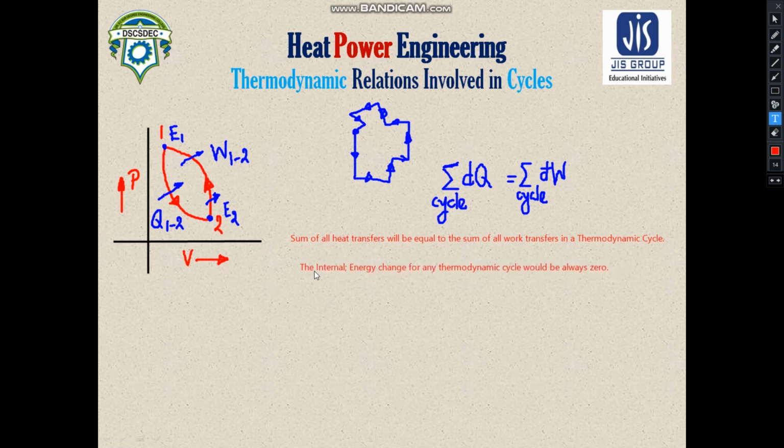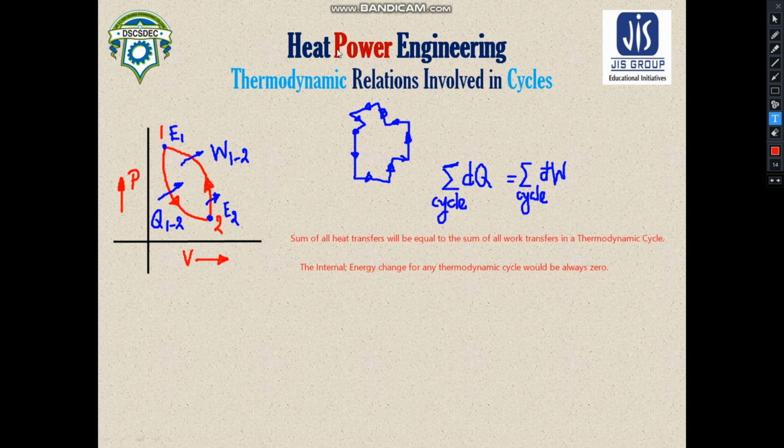So first of all, we came to know that the sum of all heat transfers will be equal to the sum of all work transfers in a thermodynamic cycle, and secondly, the internal energy change for any thermodynamic cycle would always be 0. So these two are the basic thermodynamic relations. They are involved in any thermodynamic cycle. So when we will be discussing the Carnot cycle, the Brayton cycle, the Otto, diesel or dual cycle, we will find that this relationship is always applied, and this relationship is always found to be true for any cycle. Okay, that is absolutely true. So you should always remember this.